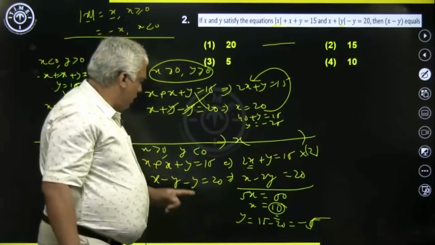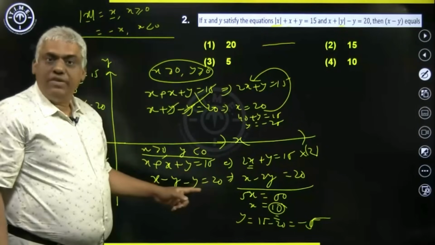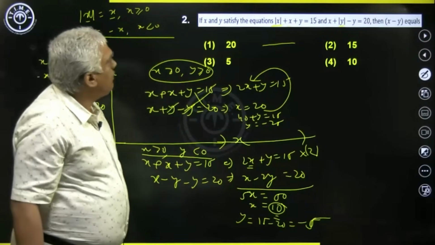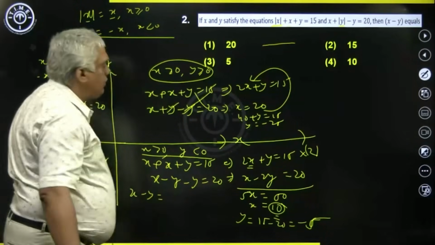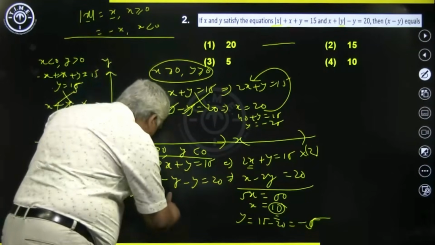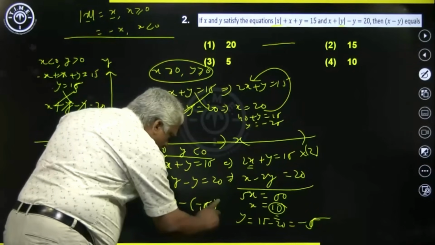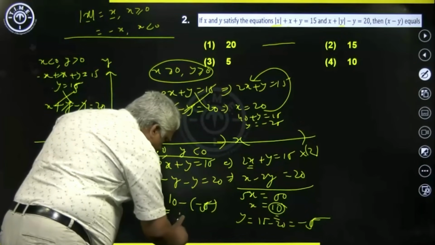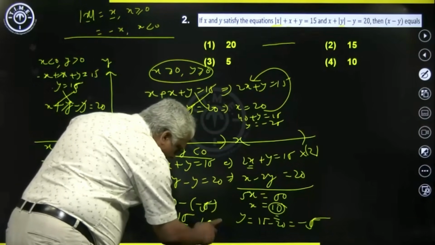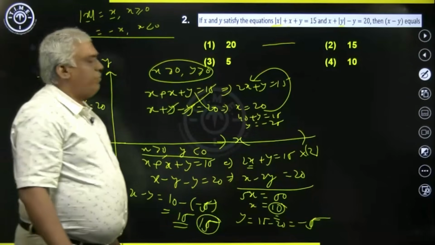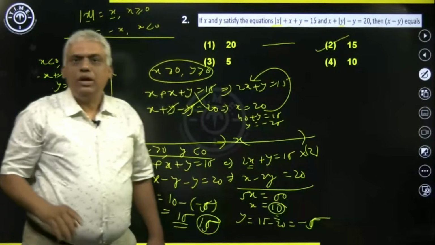You see x is positive and y is negative. This is the valid solution. The question asked is x - y. So x is 10, 10 - y, y is -5, so it will be 10 + 5. So 15 is the answer, which is option B. I hope this is clear.